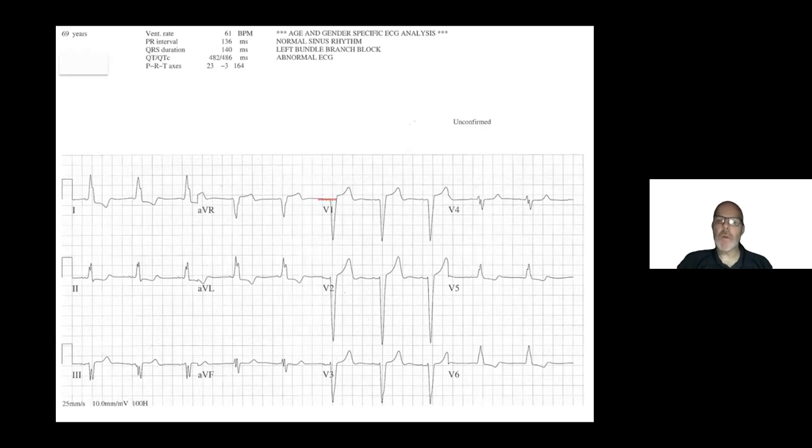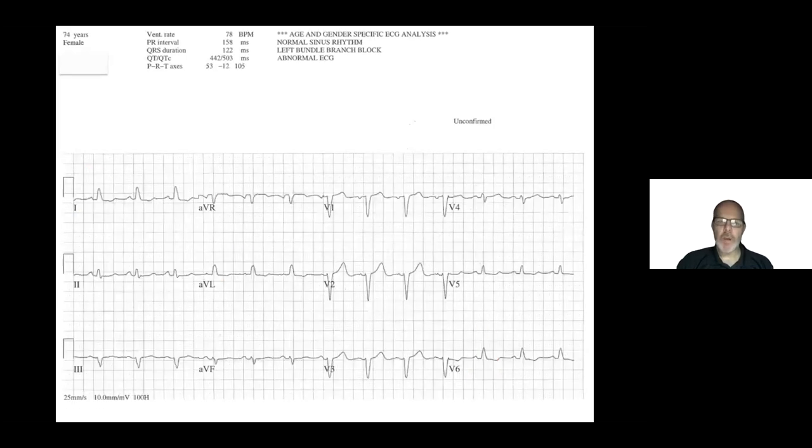So let me look at lead V1. If I draw a horizontal line to the left of the J point through the entire complex, and the first complete triangle I make is pointed down, I have a terminal S wave. And then if I look in leads 1, AVL, and V6, those are those big, tall, monomorphic R waves that I was telling you about. So for the same reason that you get the terminal S wave in V1, you have the monomorphic R waves in 1, AVL, and V6. Another left bundle branch block.